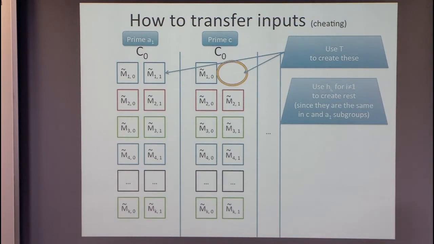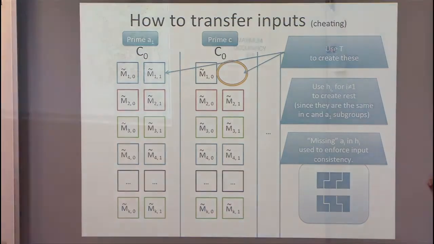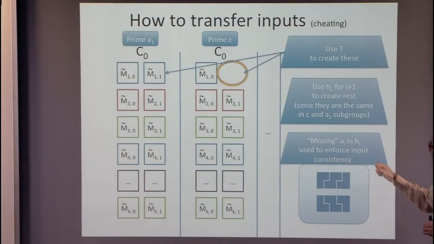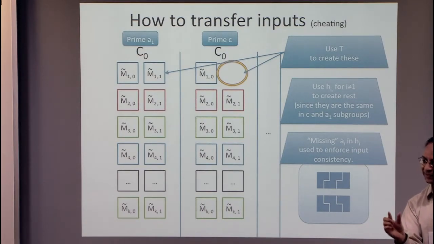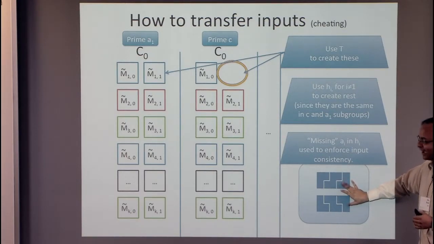Okay. Now, there's still that issue of the input mixing attack, right? Again, I'm not going to give you the details, but the essence of it are these missing points in these Hi, right? These Hi were random everywhere except at one little point where there was 0. That is the key feature we use to be able to enforce input consistency. So the fact that there's a missing thing there is actually used exactly to force good behavior on the part of the adversary.